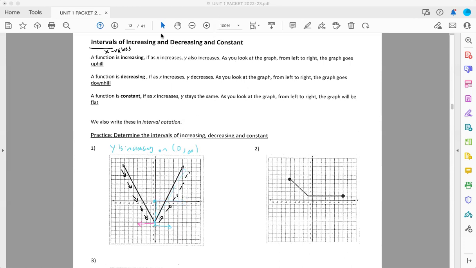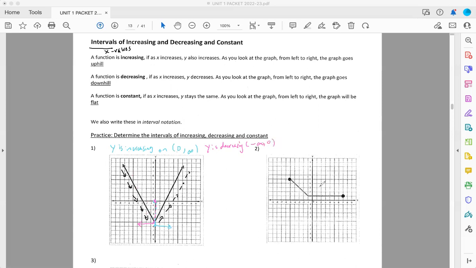And now you're going to say left of 0, in pink, left of this point. Remember this point maps here. Left of this point, my graph is going down. So how do you say that? You would say y is decreasing, left of 0, all the way up to 0, from negative infinity, comma, 0.